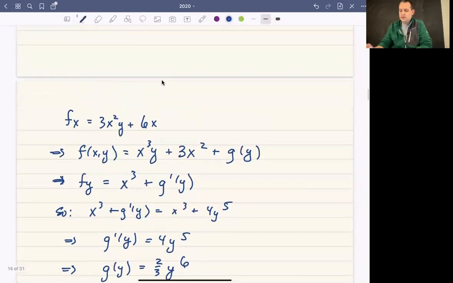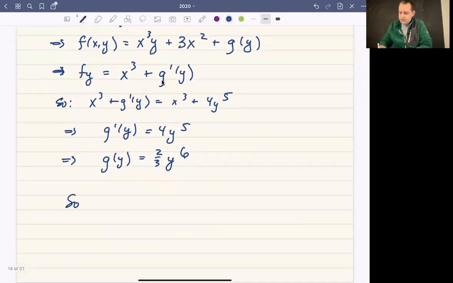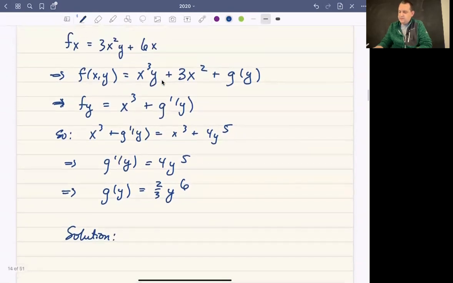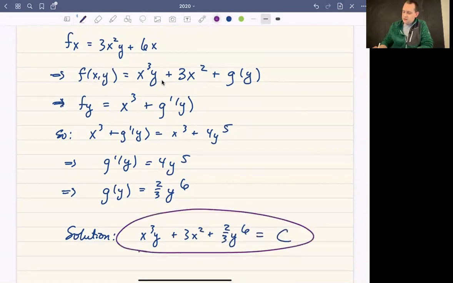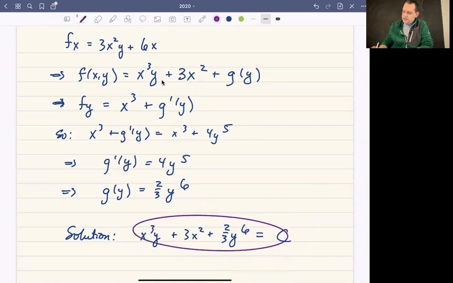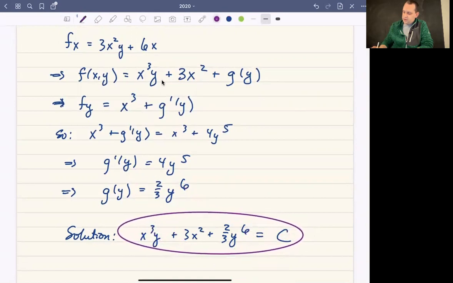And so it turns out that our solution to the differential equation that we started with is going to be this function f of x, y, which was x cubed y plus 3x squared plus 2/3 y to the sixth, equals c. And that's going to be the solutions to this differential equation. They're all going to be in that family for various values of c.